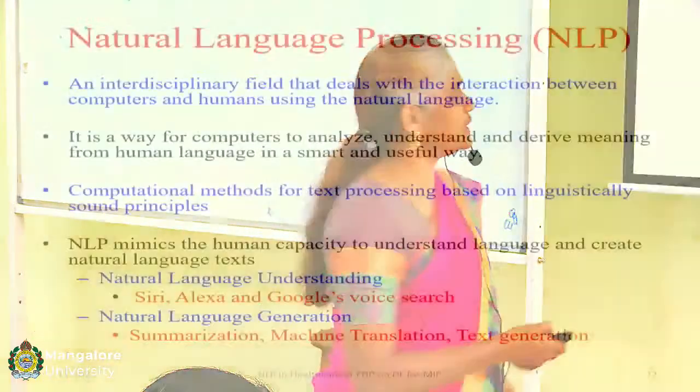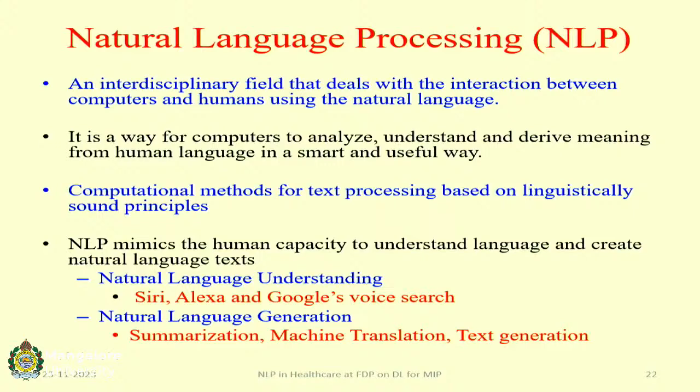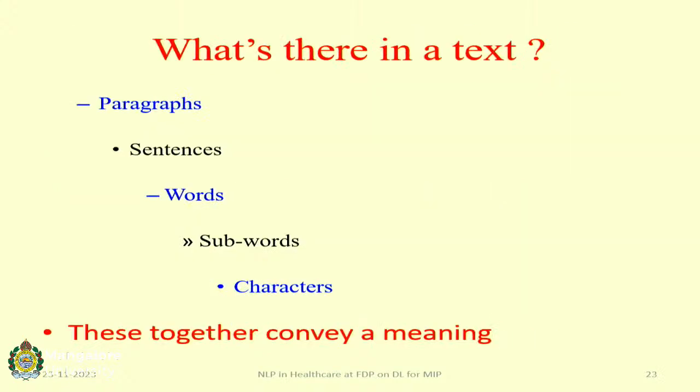Okay, so coming to a typical text. This is a text, right? What is there in this text? If I remove these bullets, what is there? Paragraphs. If you consider this as one document, in a document we have so many paragraphs. If you consider it as a book, there are chapters, and in a chapter there are paragraphs. In a paragraph there are sentences. In a sentence there are words. In a word, characters.